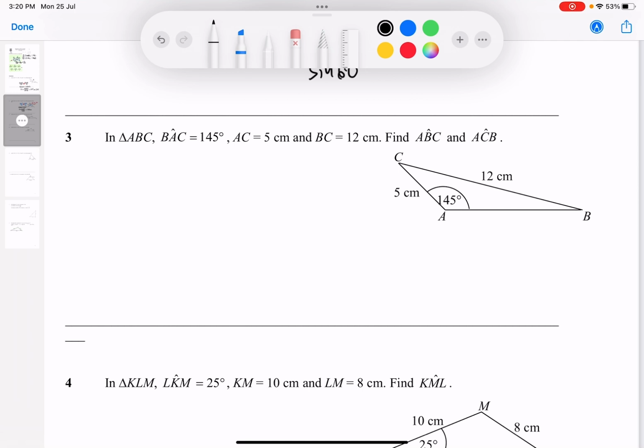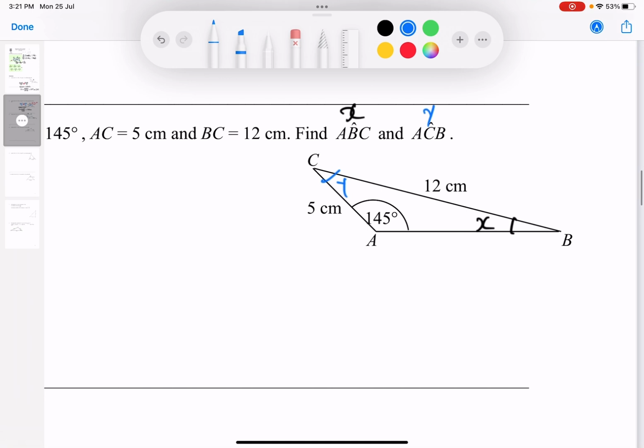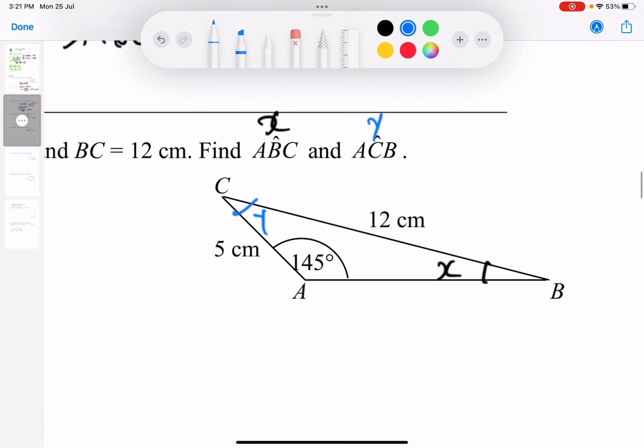Okay, let's look at question number 3. Now they want us to find the angle ABC and angle ACB. Angle ABC is over here. Let's label this as X. And ACB is over here. Let's label this as Y. Now, they want us to find the angle ABC, so let's try to figure out what this angle X is.